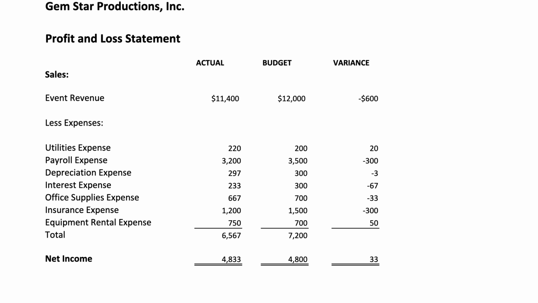As we look at event revenue, this is where we got paid for events that took place, $11,400, less our expenses. Let's look at these briefly. We have utilities, payroll, depreciation, interest expense, office supplies, insurance, and equipment. Utilities is what we pay for electricity and water, etc. Payroll is what we pay our employees and staff. Depreciation is the amount deducted for the use of the company truck.